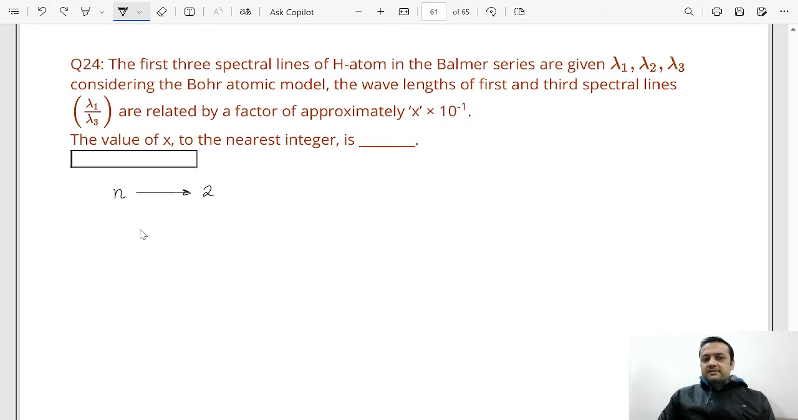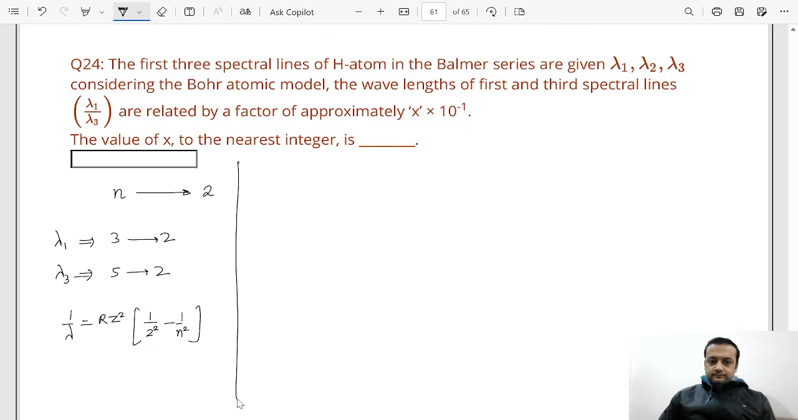Now lambda 1 is the first line. That means for lambda 1, the transition will happen from third to second state. For lambda 2, it will happen from fourth to the second state. For lambda 3, the transition will happen from 5 to the second state. That is how the naming is done. So we have to find the ratio of lambda 1 to lambda 3. Now, very easy question, you can use the Rydberg equation: 1 by lambda equals R Z square into 1 by 2 square minus 1 by n square. So for lambda 1, 1 by lambda 1 equals Rydberg's constant into Z, which will be 1 for hydrogen. 2 square will become 4 and n will be 3, so basically 9. So what does this value become? 9 minus 4 is 5 by 36. This is the value of 1 by lambda 1.